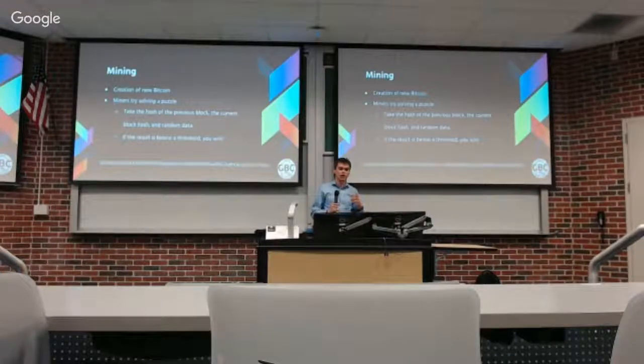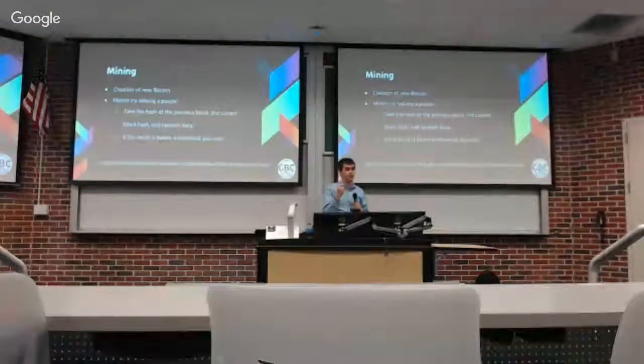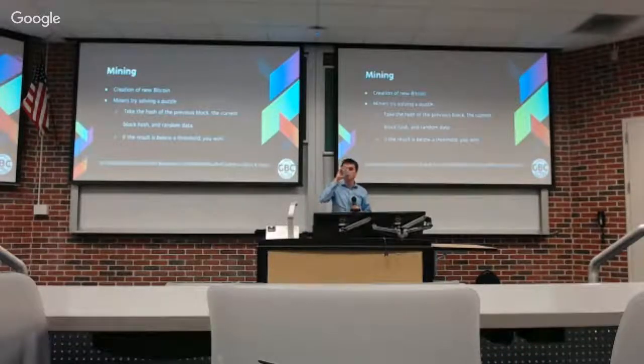So mining, its purpose is that people have expended the electricity to run all these computations. And because they've done that, they are incentivized to make sure that each transaction is valid. So mining incentivizes people to put the correct transactions in there. It incentivizes people by issuing new Bitcoin, and it contributes to the security of the network.